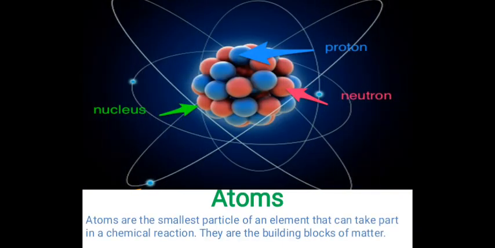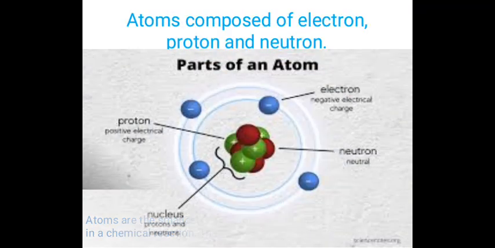Now let's look at the building block of matter. What is the building block of matter called? The atoms are the building block of matter. An atom is the smallest particle of an element that can take part in a chemical reaction. The atom is made up of protons and neutrons, which are found in the nucleus, and electrons revolving around the nucleus, just like the planets revolve around the sun.